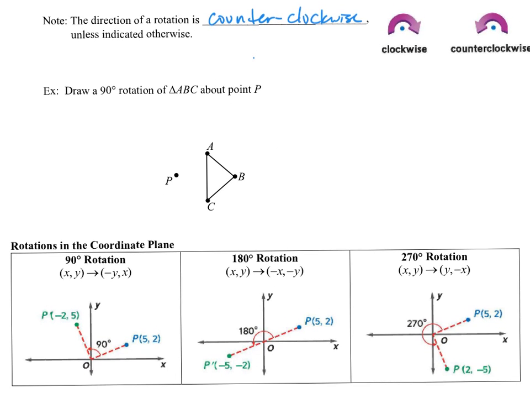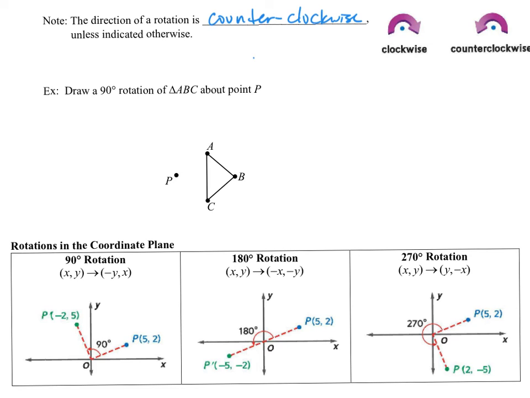So now let's take a look at an example of drawing a 90-degree rotation of triangle ABC about point P. None of these points are the same as the point of rotation, because P is the point we're rotating about. So here's how we're going to do this. And again, we're going to draw this freehand, so it's not going to be perfect.